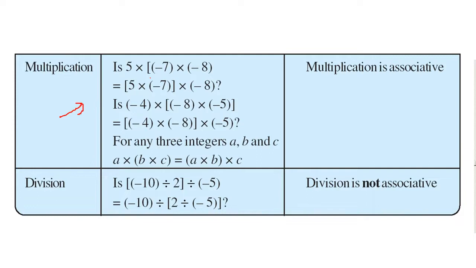Multiplication is associative: you multiply this with this first, or this with this first, any way you can do. But when you want to divide, see, minus 10 divided by 2, first you divide these two, then divide by minus 5, or you do it the other way around, you divide these two, then divide the result by minus 10. The result will be different. So division is not associative.